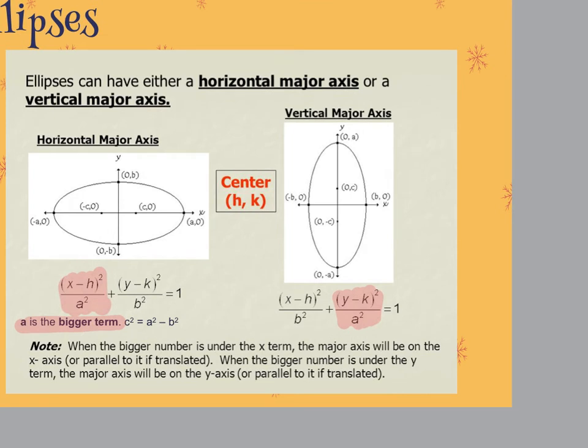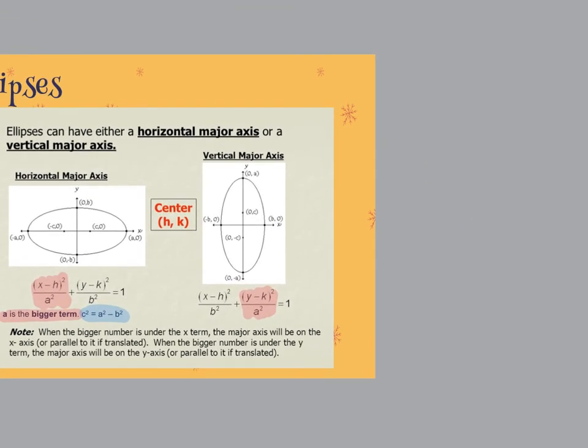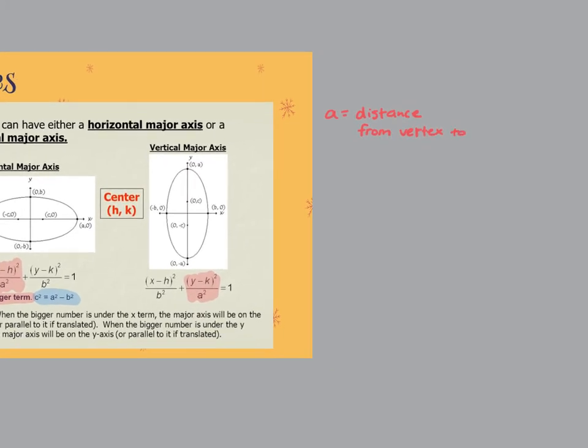The other relationship we needed to know in this section is that c squared is equal to a squared minus b squared, because you're usually given 2 of those pieces of information. Remember that your a is the distance from the center to the vertices.